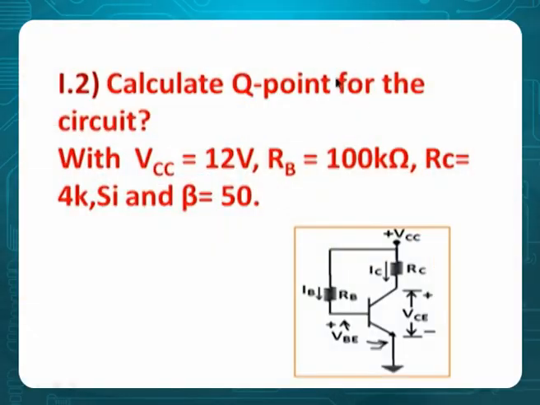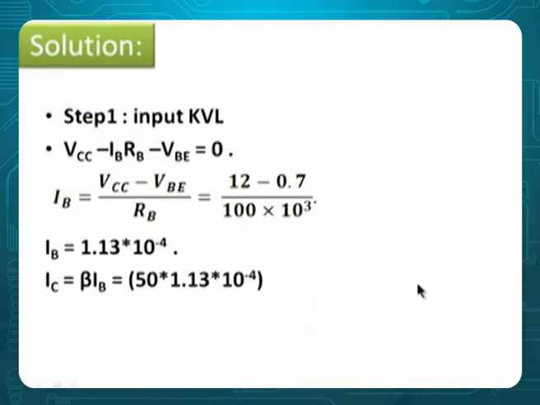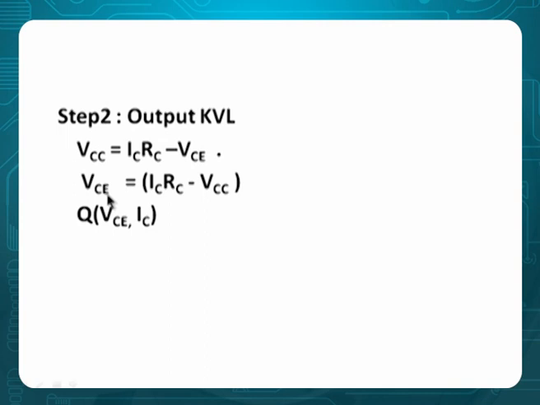Problem 2. Calculate the Q point for the circuit: VCC 12, RB 100, RC and the same parameters, but the circuit is different. Input KVL: VCC minus IBRB minus VBE is 0, calculate IB there, and IC comes as beta times IB. Then VCC minus ICRC minus VCE, from there you will get the value of VCE. So this is the input KVL and then the output KVL. This is how you have to calculate the values here.